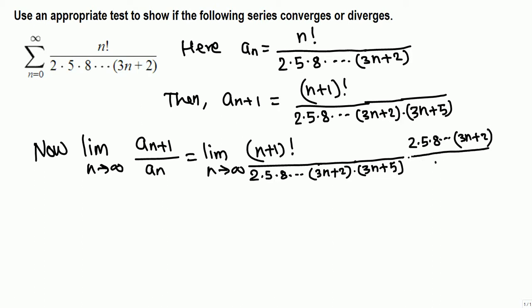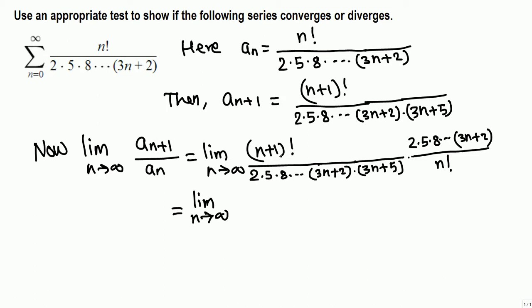divided by n factorial. Okay, when writing a_(n+1), the next term, look at these factors, we are adding 3 to get the next one. So 3n plus 2, next one 3n plus 2 plus 3, so 3n plus 5. Anyway, we found it in the most general way. Let's evaluate this limit.